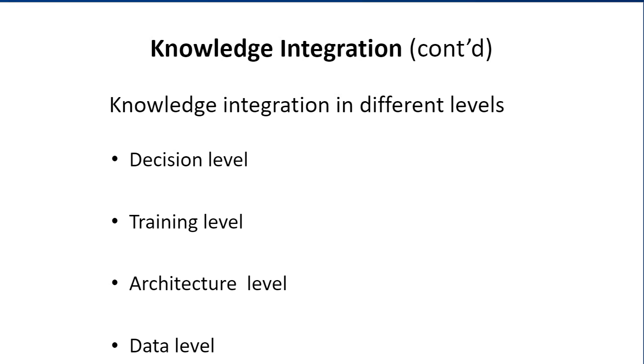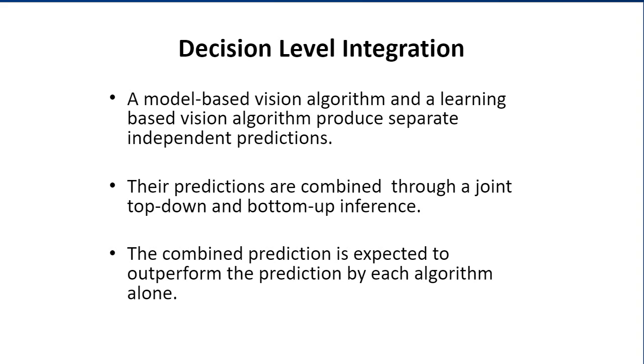So first, let's look at decision level integration. The decision level integration is straightforward. Basically, for a particular problem, we are going to build two algorithms. One is based on the traditional model-based vision algorithm, and the other is a learning-based vision algorithm. Each of these two algorithms produces its own independent prediction of the output given the input. Then their predictions are combined through a joint top-down and bottom-up inference. It is our belief that the combined prediction is going to outperform the prediction of each algorithm alone.